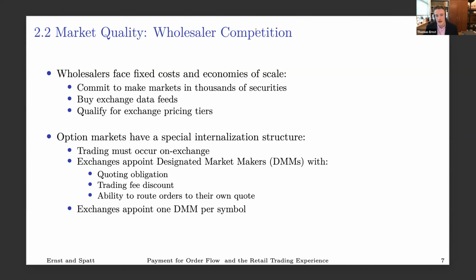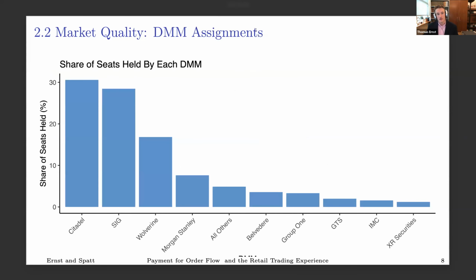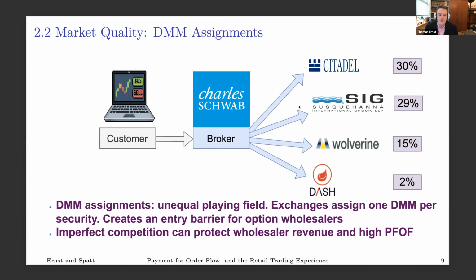And the problem with that is these DMM assignments are not assigned equally. If you look at which firms hold these DMM assignments, it's a very unequal distribution. Citadel holds around 30% of the seats. Susquehanna holds around 30% of seats. If you look at a firm like IMC, they own 2% of these seats. It's a very unequal distribution. And if you look at who dominates the retail wholesaling business, it's the same firms that dominate these DMM seats. And so this creates a problem where there's a very unequal playing field here.